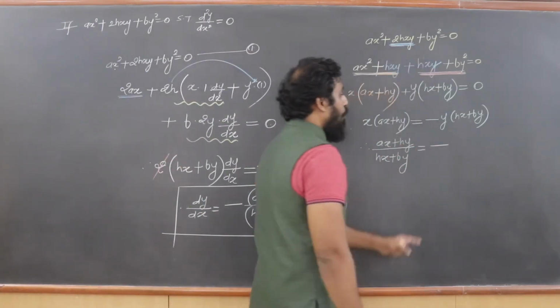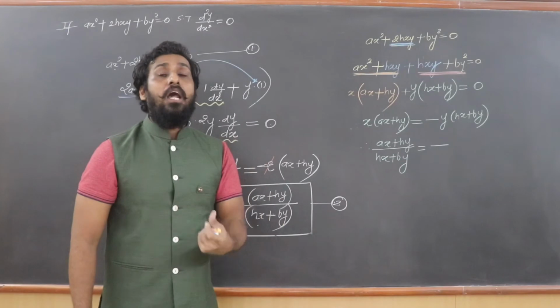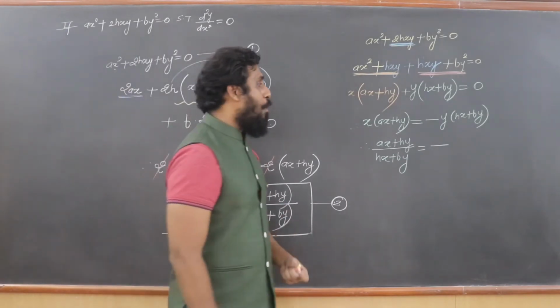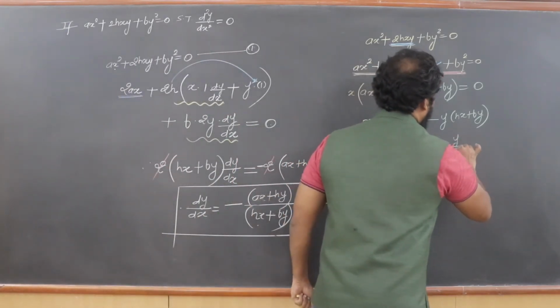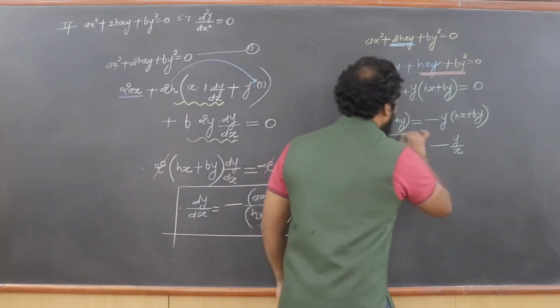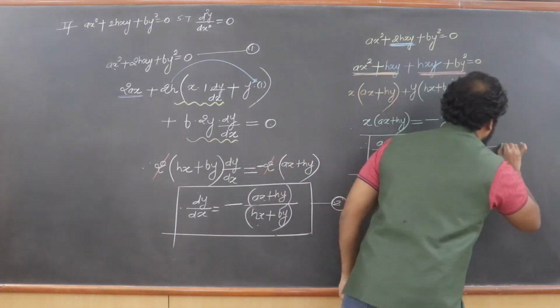Do not ever forget the negative signs. Signs are very, very, very important. So minus y upon x. So that's your equation number 3.